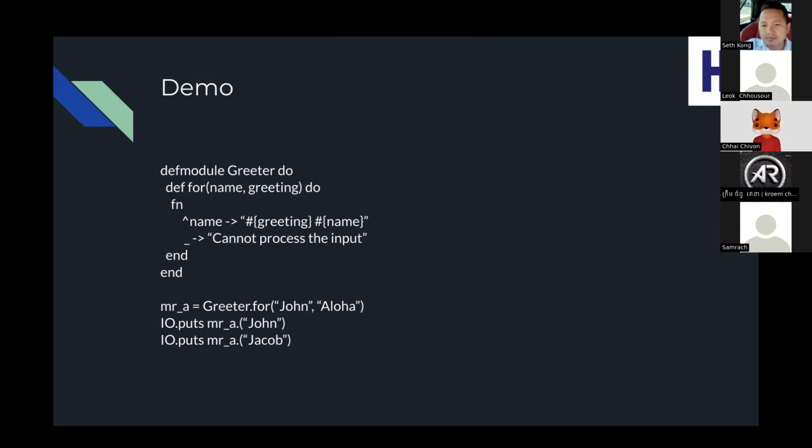So the module creator has a function called for. Its purpose was to create a function so that we can greet people, but we're not greeting anybody. We just create the person at the time of creating the function. Let's say John is the person that we use to create this function. So John is going to be the value matching in that pattern matching. So when we call IO puts and print Mr. A dot John, it works. But if we do Mr. A, we say cannot process the input.